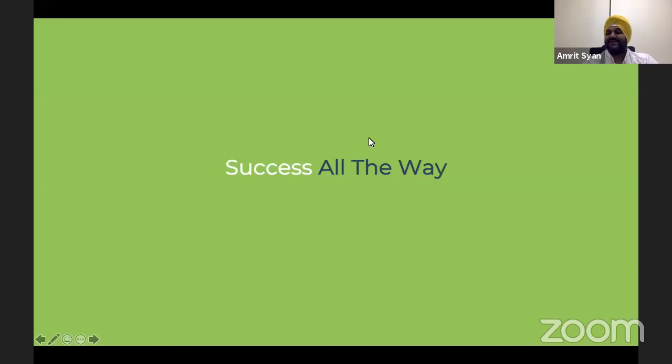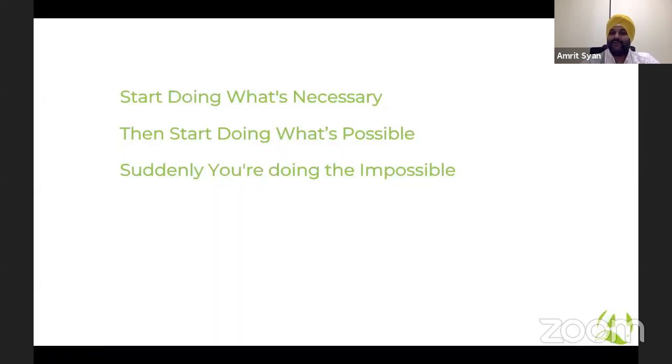Let me show you success all the way, guys. सिर्फ एक overview बता देने से I don't think you would be getting into this. But if you keep these pointers in mind, you'll of course start doing what's necessary, then start doing what's possible. Suddenly you're doing the impossible, guys. पहले necessary करो, then start doing what is possible. You would never know, guys. In 2012 we started, के जो necessary है वो करो. 3 बंदे लैपटॉप लेके घर में बैठे हुए थे. And today हम लोग 50 to 60 बंदे हैं जो across the world फैले हुए हैं.